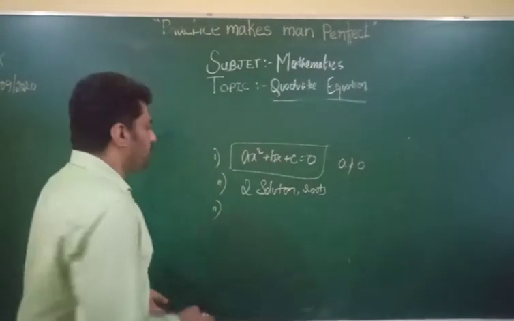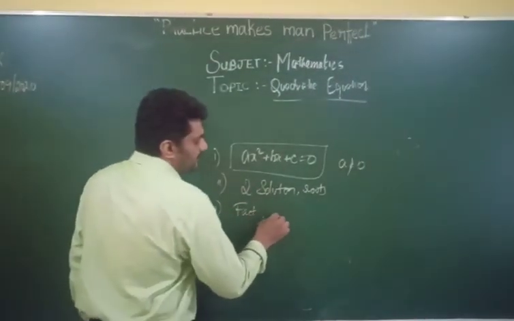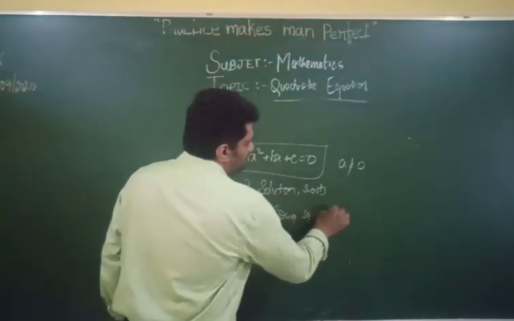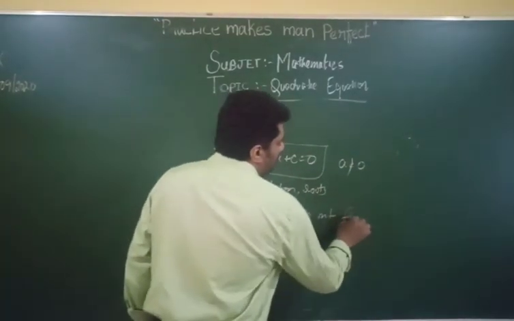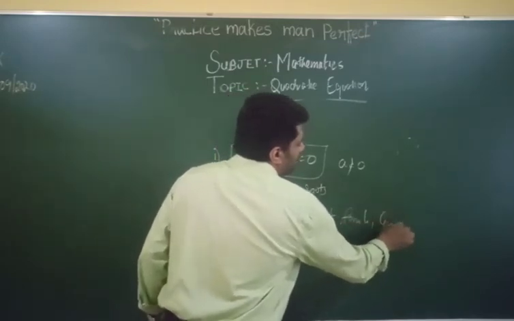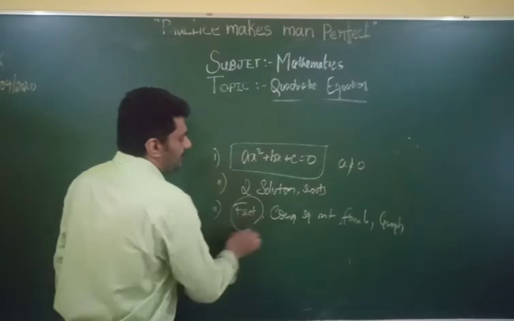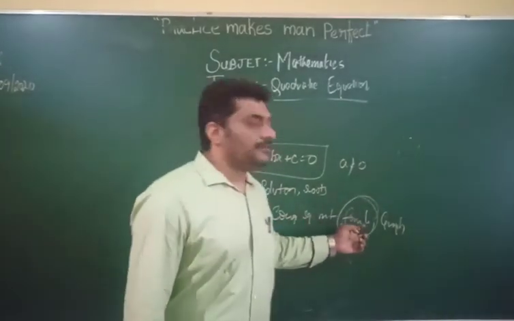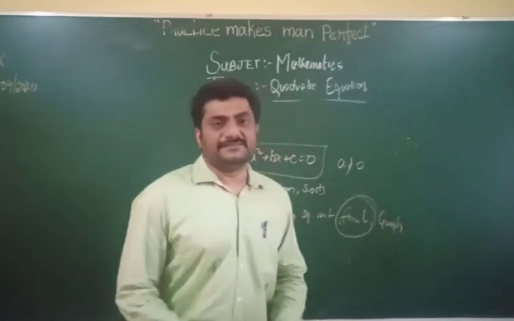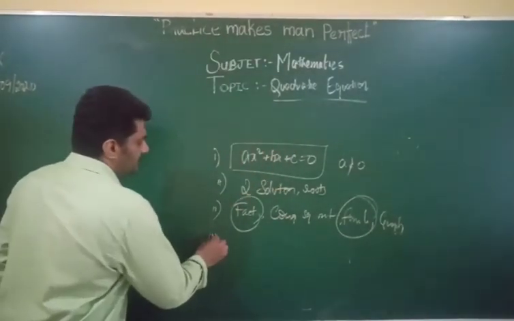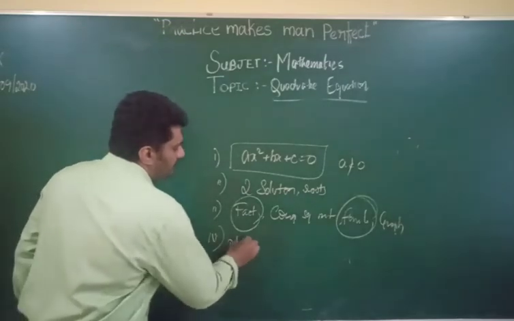There are four methods. The first one is factorization method. Second one is completing square method. Third one is formula method. And the fourth one is graphical method. However, we are doing factorization method, formula method, graphical we will do that. And fourth one is nature of roots.